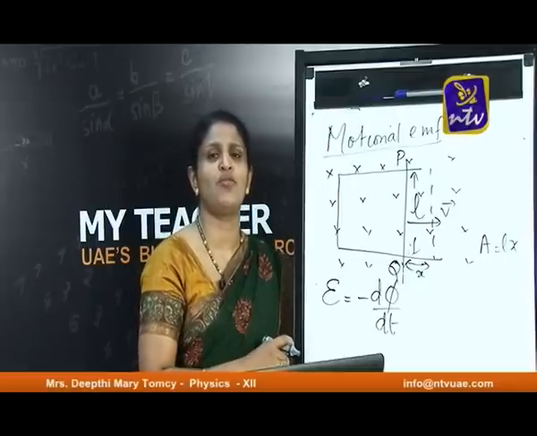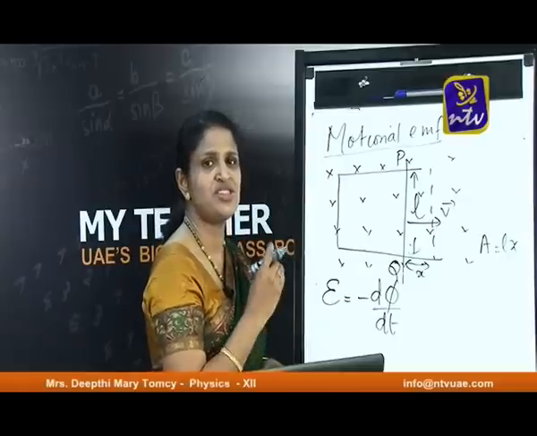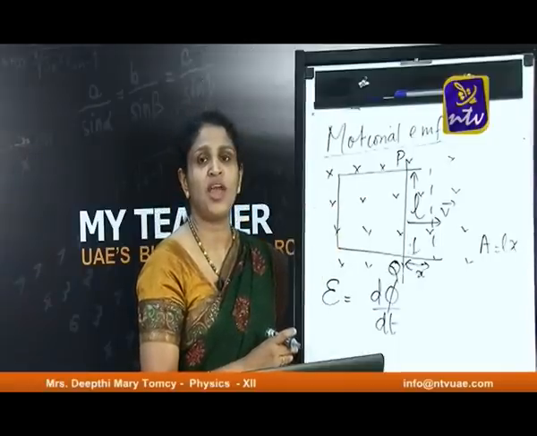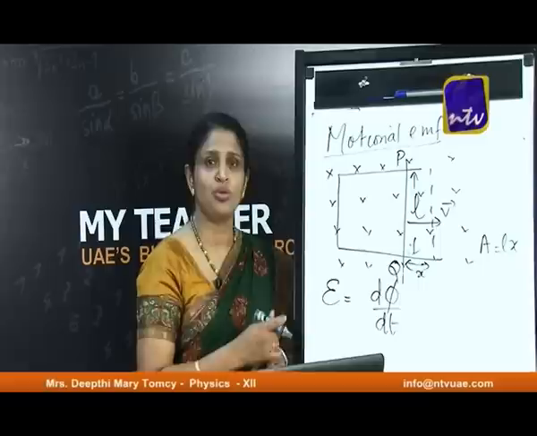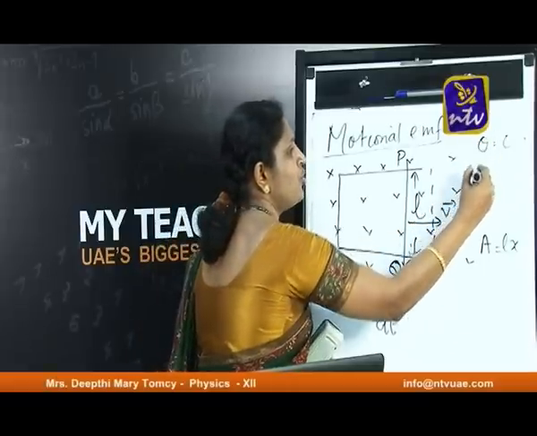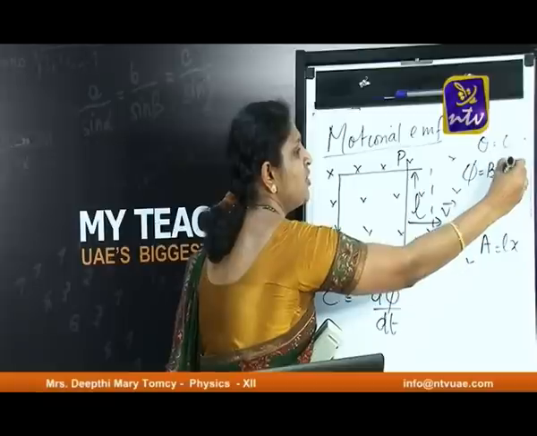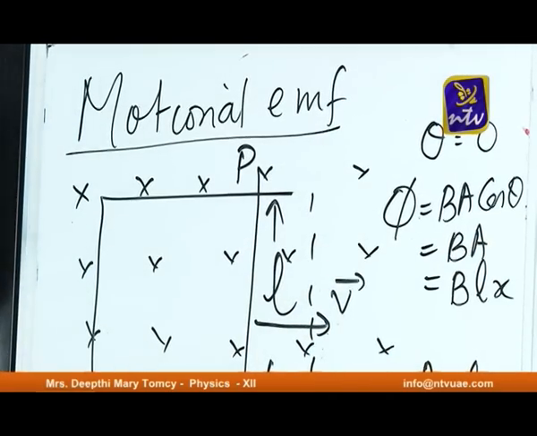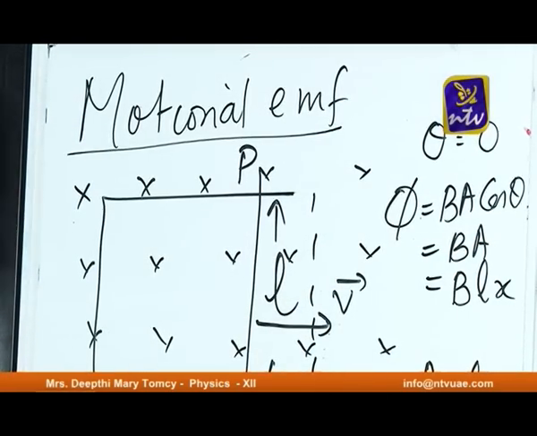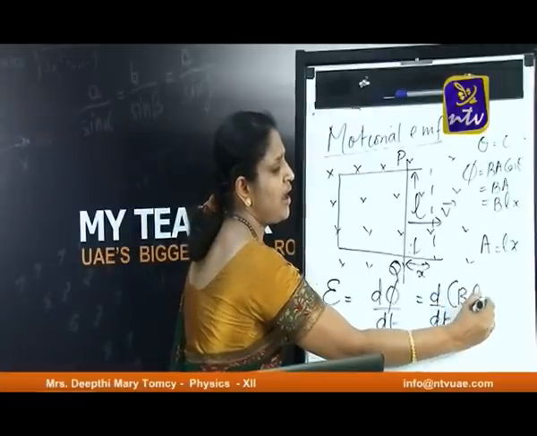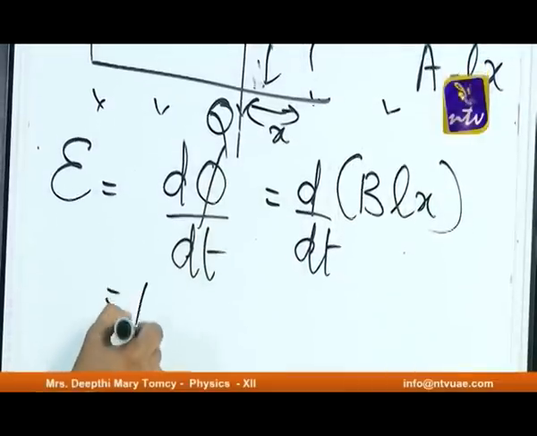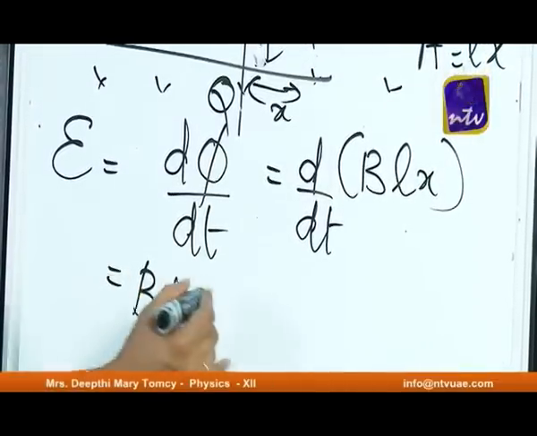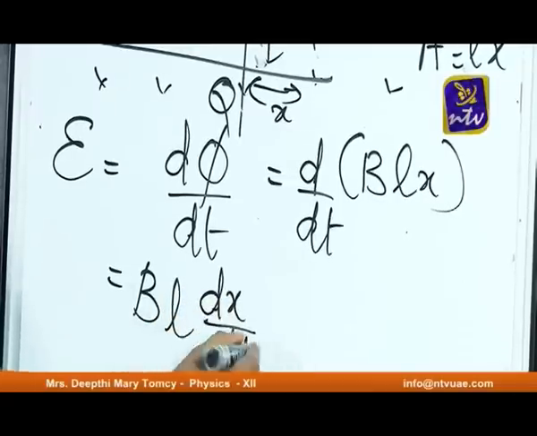The numerical value of EMF can be given by the rate of change in magnetic flux. In this example B and A are directed in the same direction, so theta is equal to 0 degrees. So your flux BA cos theta is equal to BA, that is equal to B into L into x. Substituting that into this expression, d by dt of BLx. We take B outside because B is a constant, L outside because L is a constant. The distance with respect to time only is changing.